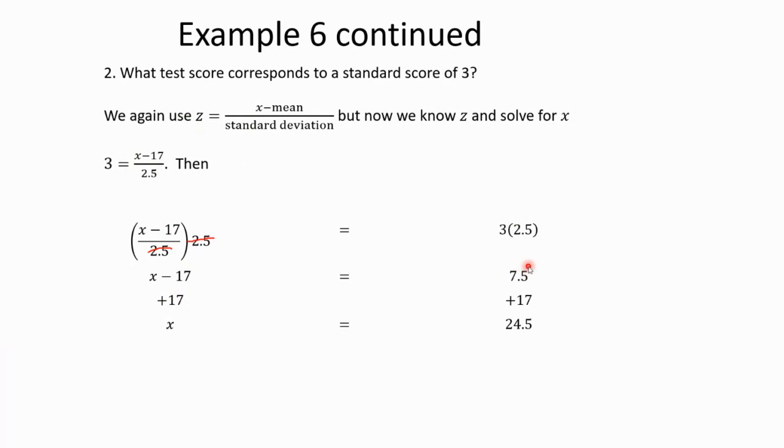And now we want x all alone. Let's add 17 to both sides. We add 17, x is all alone on the left. On the right, 24.5. So a score of 24.5 corresponds to a z-score of 3. And that's what we get here. Are there any questions about this example or the previous one?